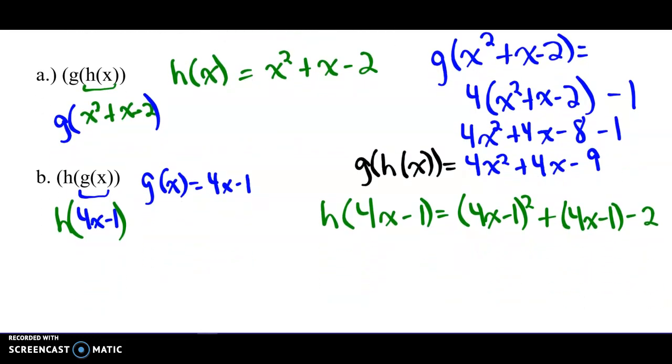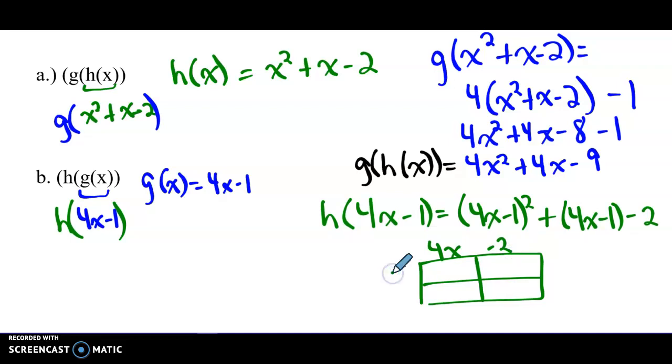Now with the 4x minus 1 squared, remember we do the box method, where we have 4x minus 1. Oh, it's actually minus 1, I do apologize. Minus 1. And then 4x minus 1. So if you multiply 4x times 4x, that is 16x squared. 4x times negative 1 is negative 4x. 4x times negative 1, negative 4x. Negative 1 times negative 1, positive 1.